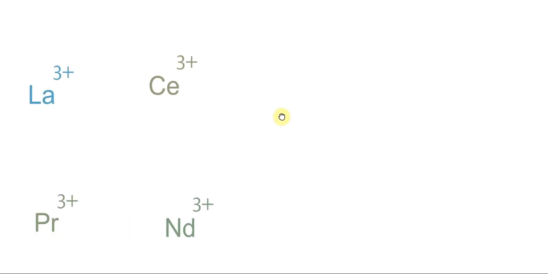So here's the scenario. A sample of Mischmetal, I think that's how you call it, I'm not 100% sure, has been dissolved in nitric acid. And, as such, four ions were formed.